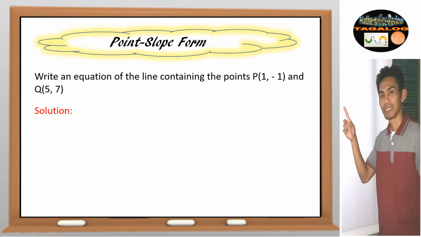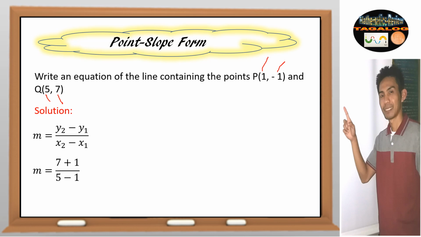Ang equation ng slope ay y sub 2 minus y sub 1 over x sub 2 minus x sub 1. So, substitute all the values. Ito po ang x sub 1, y sub 1, ito po si x sub 2, y sub 2. So, substitute 7 for y sub 2, negative 1 for y sub 1, 5 for x sub 2, and 1 for x sub 1. So, ayan po siya.